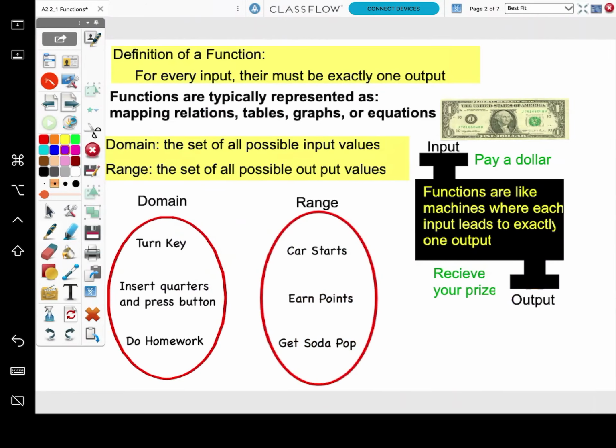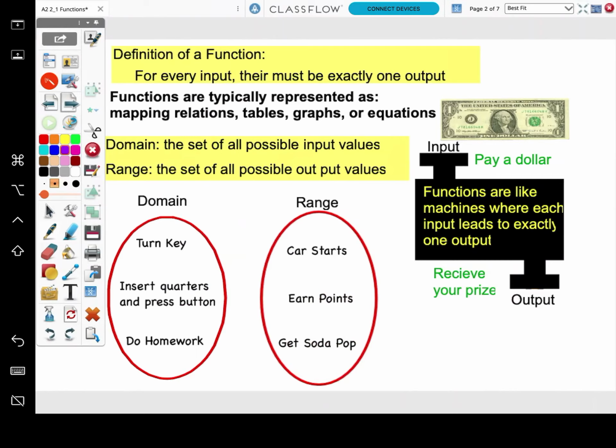Okay, so let's define a function. You should remember this, hopefully from Algebra 1, but a definition of a function is for every input there must be exactly one output. I used the wrong word there, so I'm very sorry. For every input, there must be exactly one output.